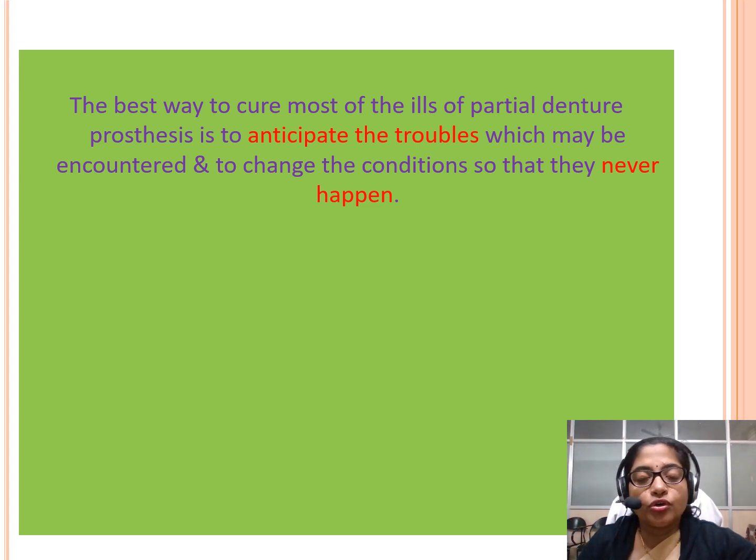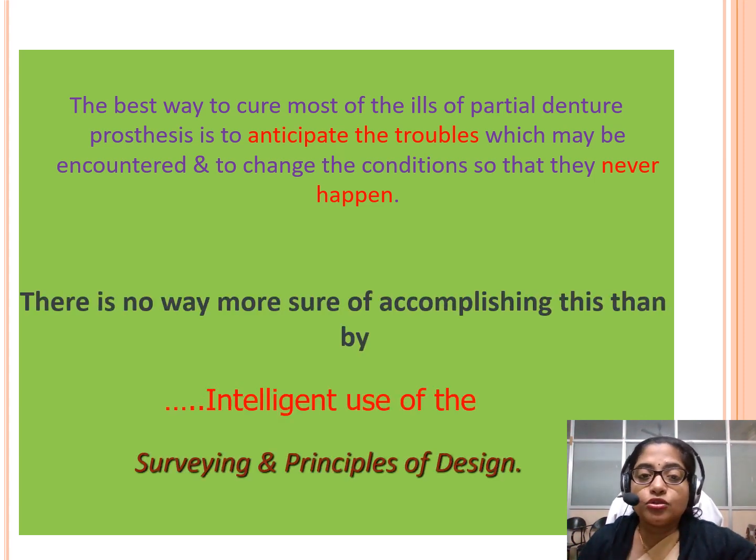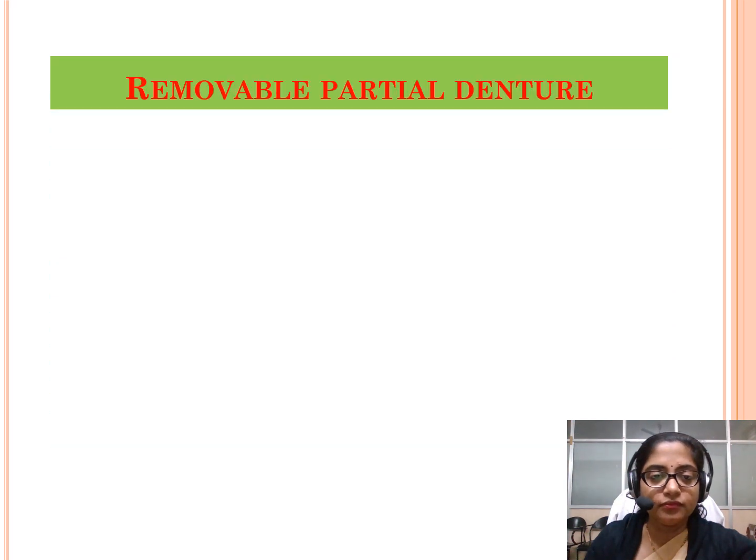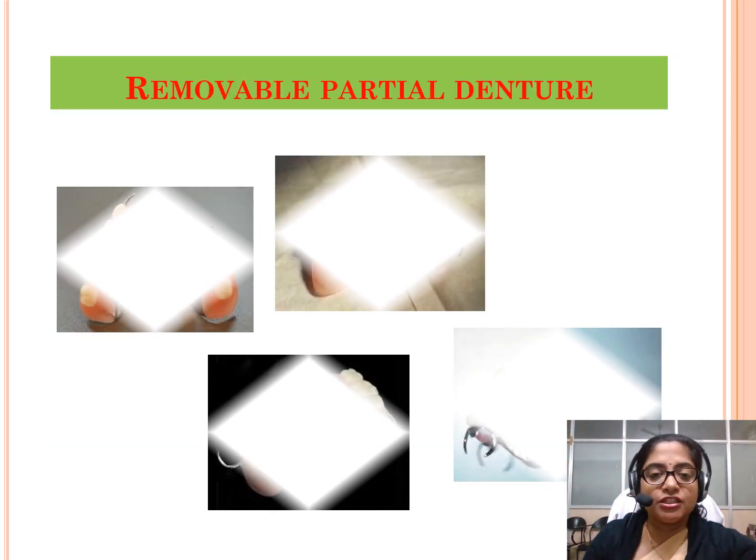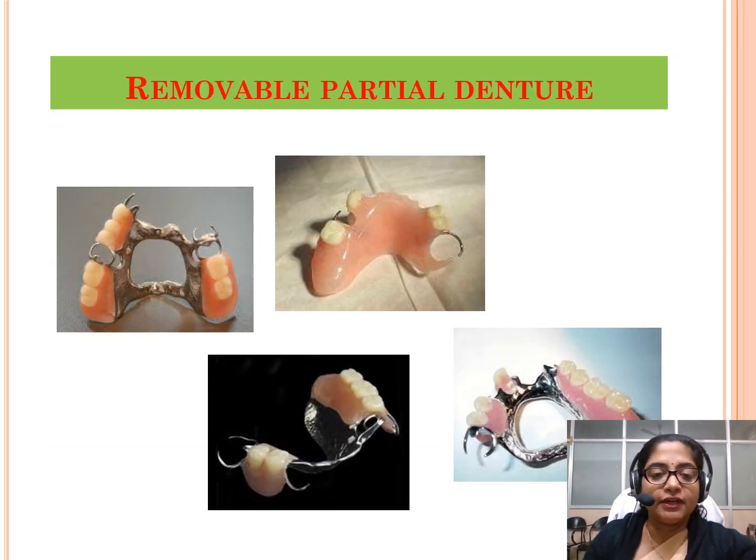And the best way to cure most of the ills of partial denture prosthesis is to anticipate the troubles which may be encountered and to change the conditions so that they never happen. And there is no better way to make sure of accomplishing this than by intelligent use of surveying and principles of design.